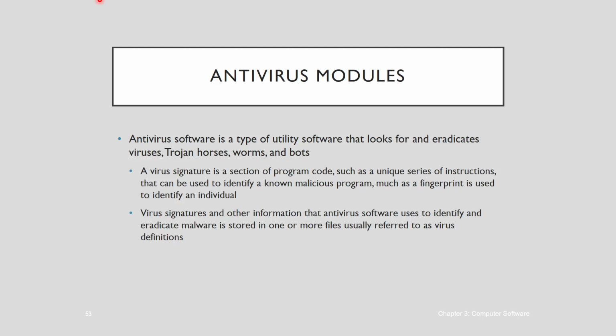Antivirus software is a type of utility software that looks for and eradicates viruses, Trojan horses, worms, and bots. Some antivirus software also scans for spyware, although several security software publishers offer spyware detection as a separate module. Antivirus software is included in security suites or available as a standalone module. It is available for all types of computers and data storage devices, including handhelds, personal computers, USB flash drives, servers, PCs, and Macs.